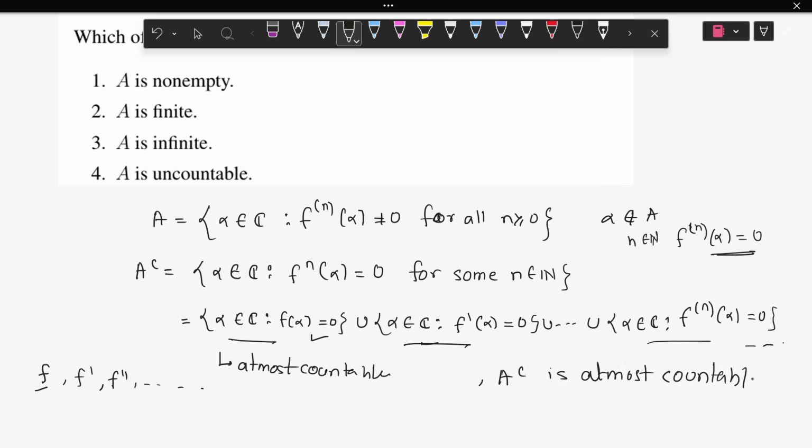Now as A complement is at most countable, from that I can say that A has to be non-empty. A is not finite, as A is an infinite and uncountable set. Option 3 and option 4, all of them are correct. So that's all for this question.